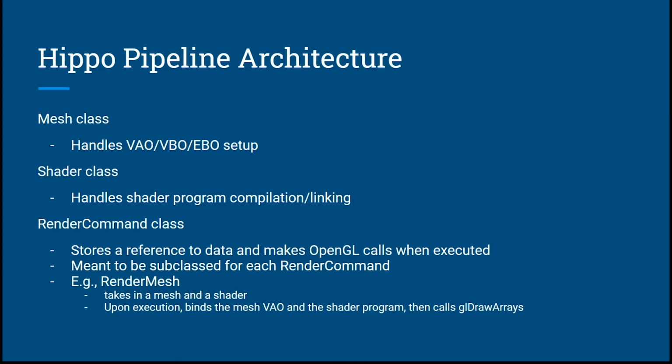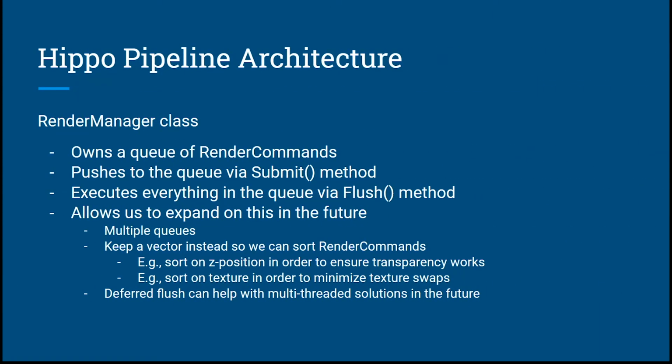All of this will be facilitated by a render manager class, right? So the render manager would have a queue of render commands. As we're going through the frame, we would push these render commands to the queue with a submit method, and then we would be able to call flush on it for it to actually render all of the commands that it's received up to that point, right?